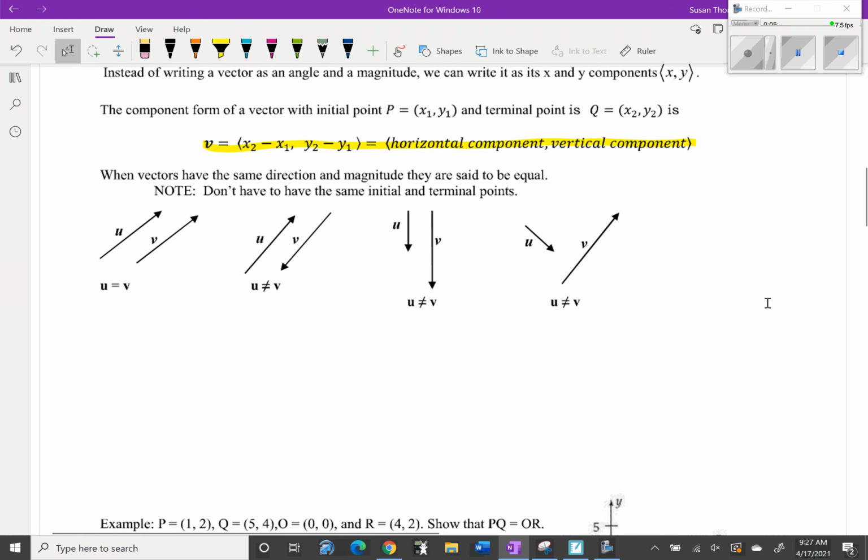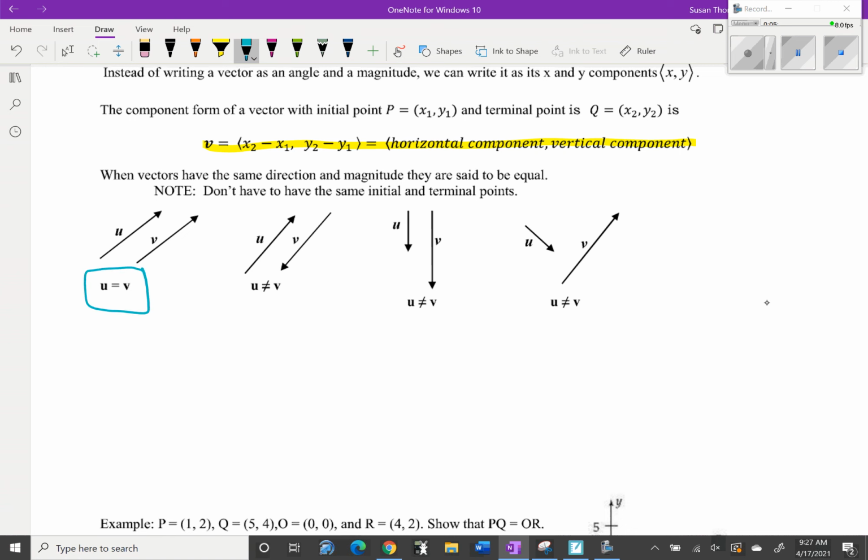So when vectors have the same direction and magnitude, they are said to be equal. Note that you don't have to have the same initial and terminal points. So if we look at this first set, notice that they are the same magnitude, which is the same length, and the same direction, so these are equal.